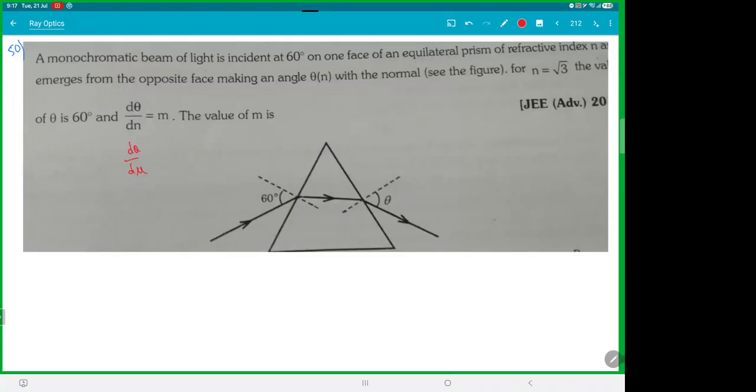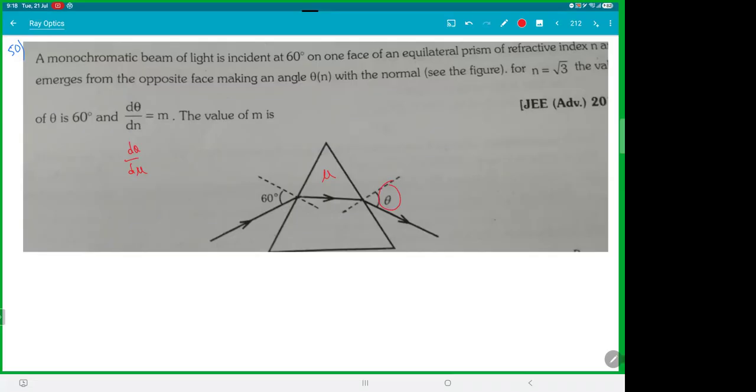So a ray is incident at an angle of 60 degrees on one face of an equilateral prism. The refractive index is n. From the other side, it emerges with angle theta. So he's saying if I keep changing the value of this refractive index mu, this theta also will keep changing. So indirectly he is asking to find the rate of change of this angle with respect to refractive index. You're not changing the incident angle, you're changing the refractive index of the prism.